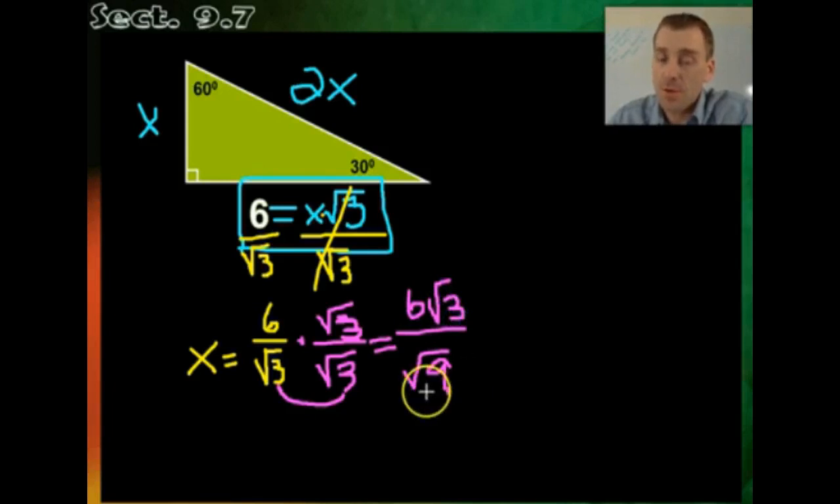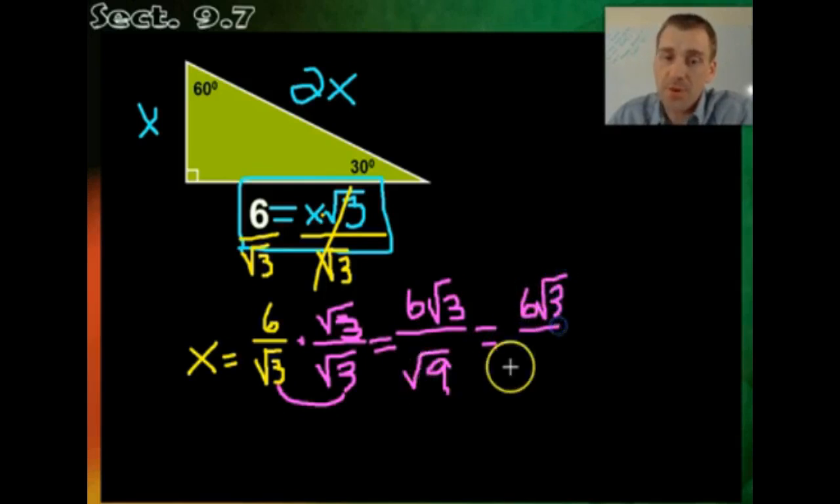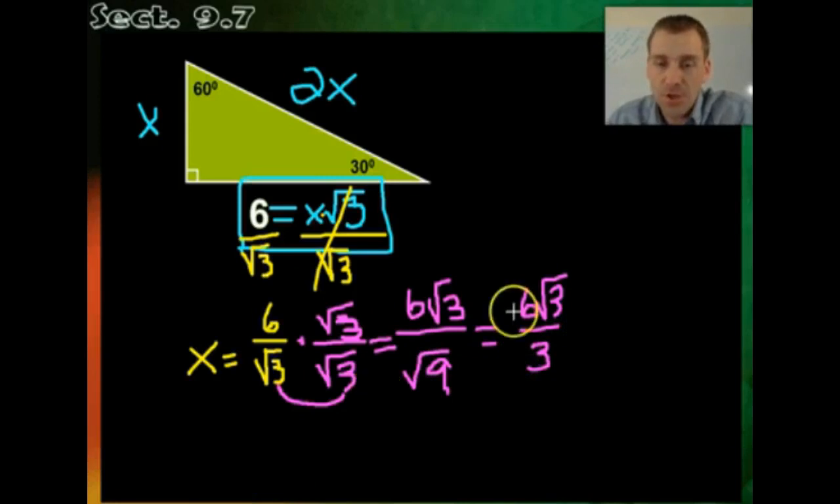Well, let's keep going, because the square root of 9, last I checked, is just 3. So what I have in the numerator is still 6 root 3. And then I have square root of 9, which is 3. Okay, let's keep going. So now I can reduce the 6 and the 3. That reduces, that crosses off, and that becomes a 2. So what happens then? This whole thing is 2 root 3.